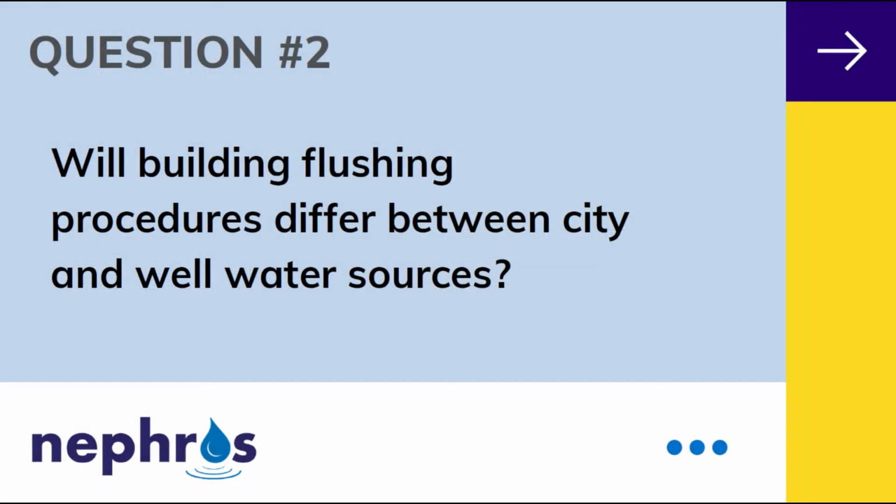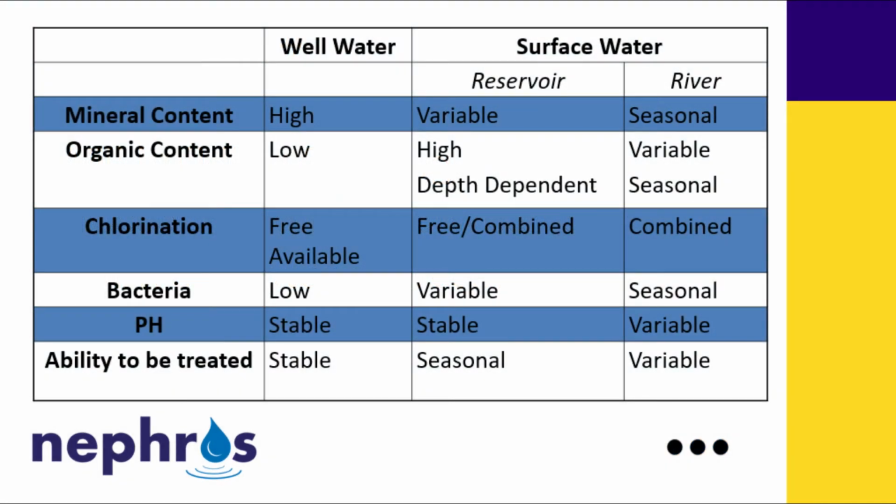Will building flushing procedures differ between city and well water sources? The important thing to remember with that question is that the drinking water standard must be met in either situation. You can use groundwater, surface water, or even mix them, which they do in many cities. The water quality standards are really a part of the flushed water used regardless. In the graphic, for example, you can see that the mineral content is quite variable between well water, which is deep in the earth, and the surface waters, which are either a reservoir, lake, or a river. Likewise, the organic content really goes up with exposed types of vegetation.